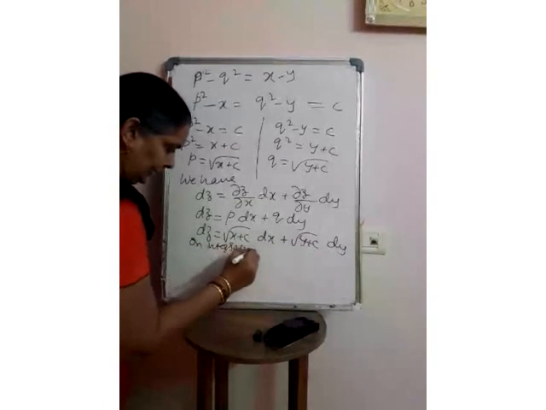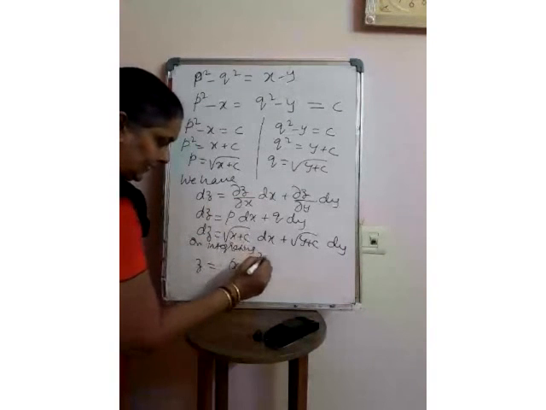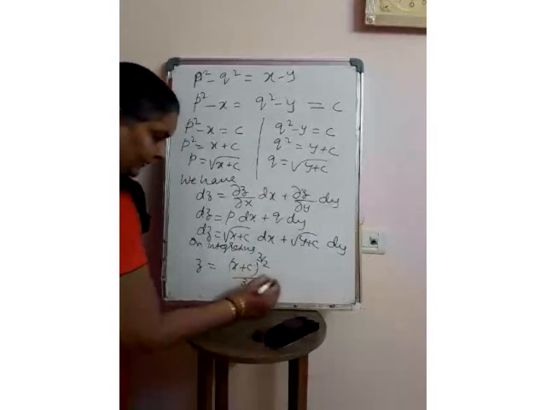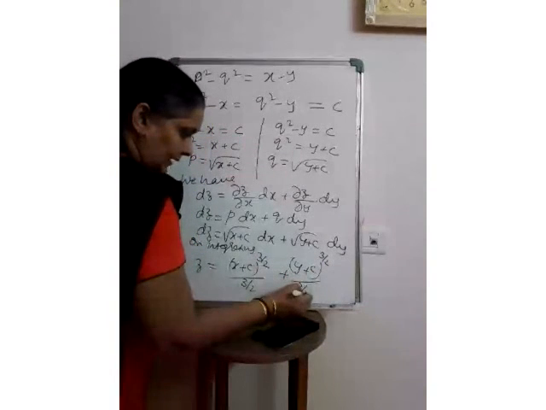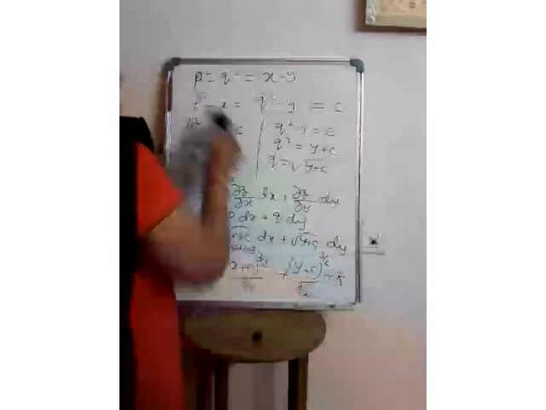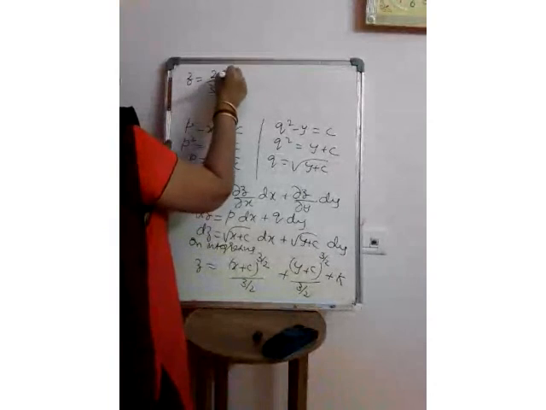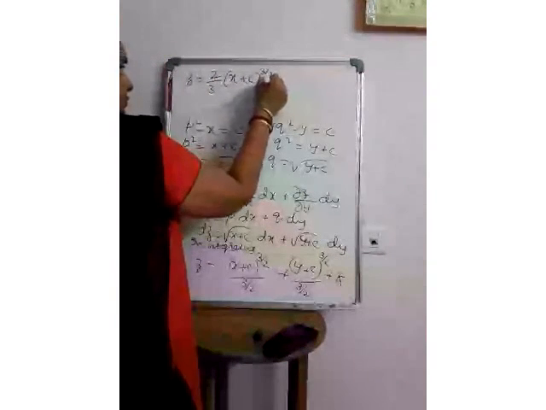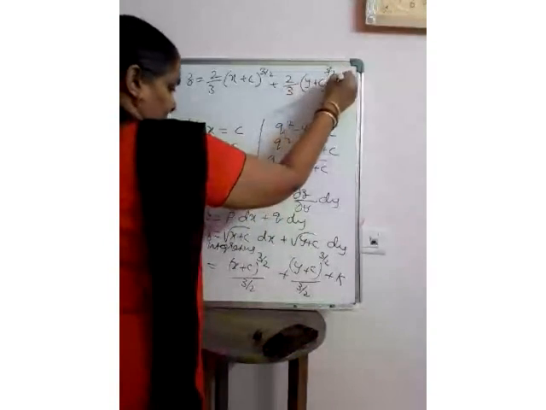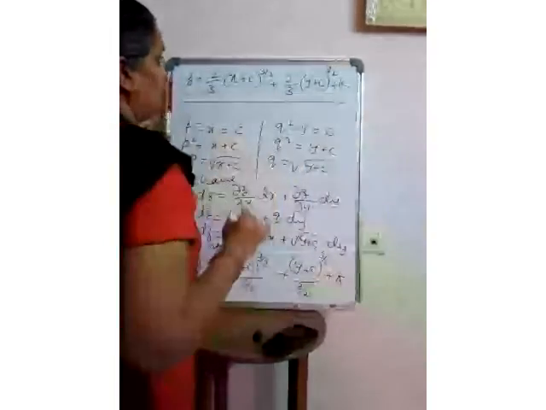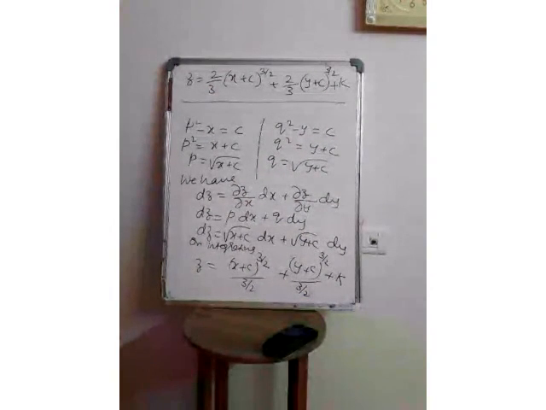On integrating, we get z is equal to (x plus c) to the power of half plus 1, that is 3 by 2, divided by 3 by 2, plus (y plus c) to the power of half plus 1, that is 3 by 2, divided by 3 by 2, plus some constant k. So the solution now reduces to z is equal to 2 by 3 (x plus c) to the power of 3 by 2, plus 2 by 3 (y plus c) to the power of 3 by 2, plus some constant k. This is the solution. Even in this you can observe that we have two constants c and k in the solution part.